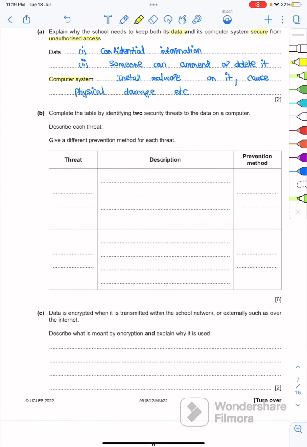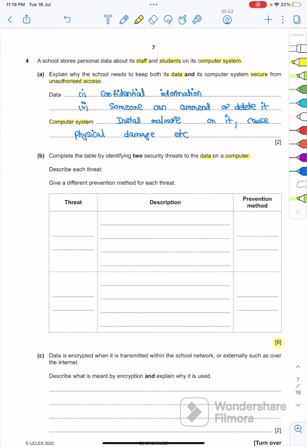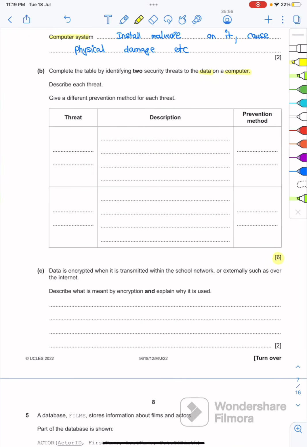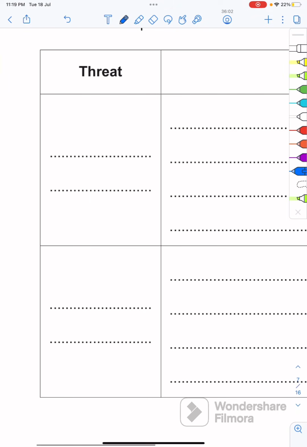So complete the table by identifying 2 security threats to the data on a computer and a possible prevention method. So this is a 6-mark question now, right? So you've got 2 security threats to the data on a computer. In the first part, we answered why it needs to be protected. Now we're going to give you the possible security threats that you could have, right? So the first one is virus.